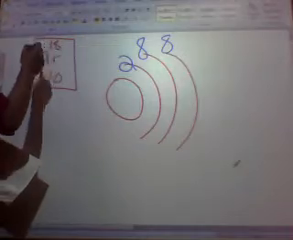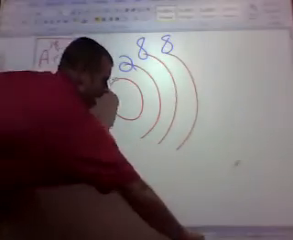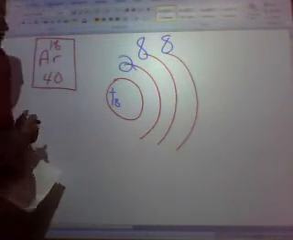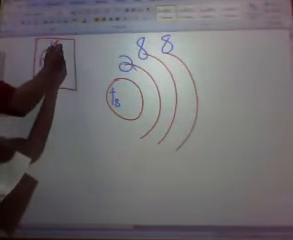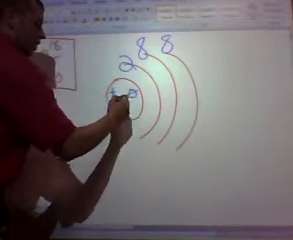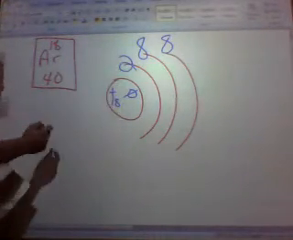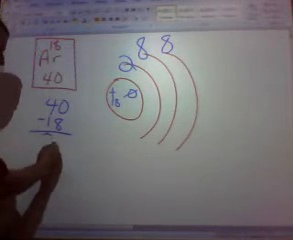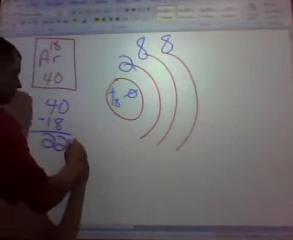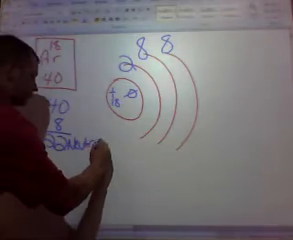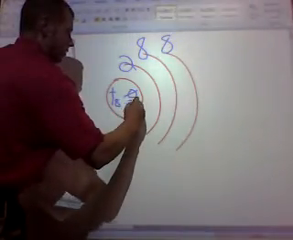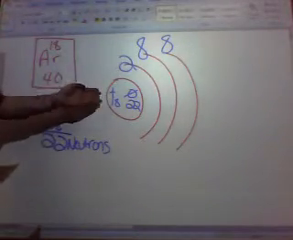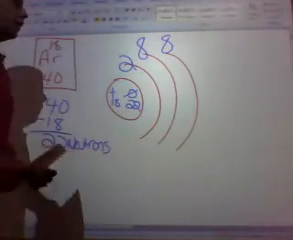I know the atomic number tells me how many protons. So I know I have 18 protons. Now I know the mass number minus the atomic number will tell me my neutrons. That's the symbol for neutrons. And 40 minus 18 is 22 neutrons. Okay? 22. I also know that the atomic number is the protons and the electrons. So let's break them down.